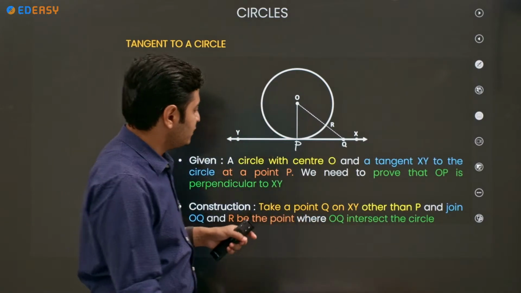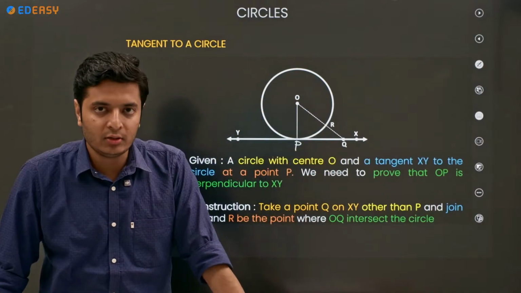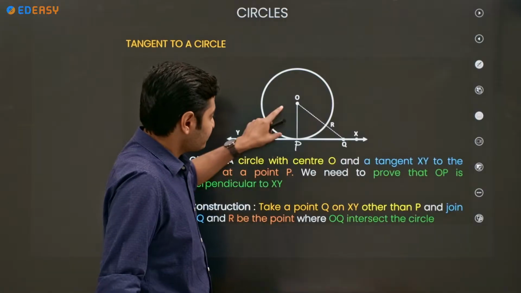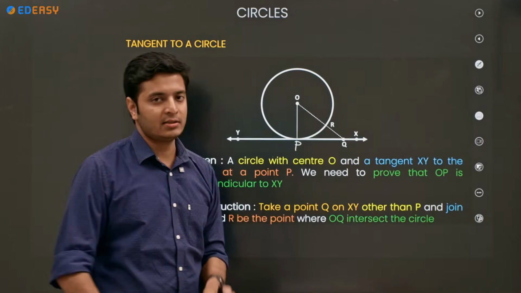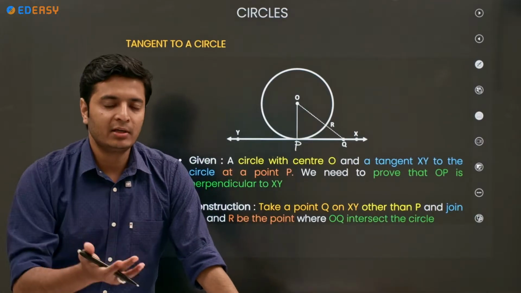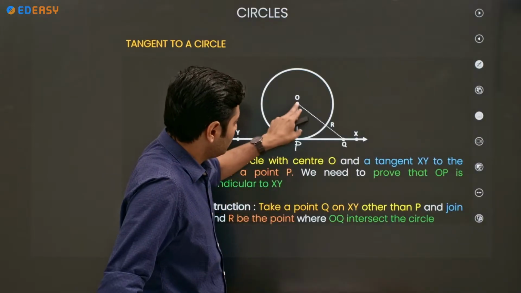So now we are doing one thing. We are joining O and Q. If we are joining O and Q, then one thing I can see is that this line segment is meeting my circle at some point. Let's name it point R. Okay. Now, if you observe very carefully, OR is what?